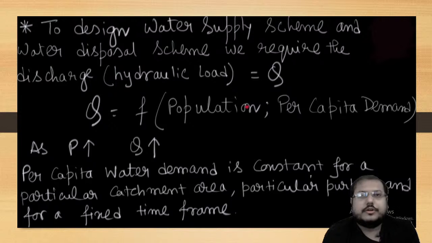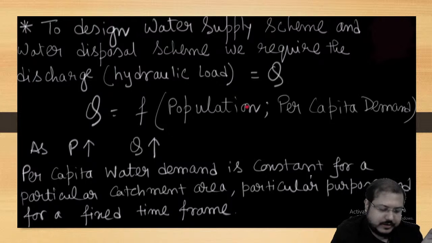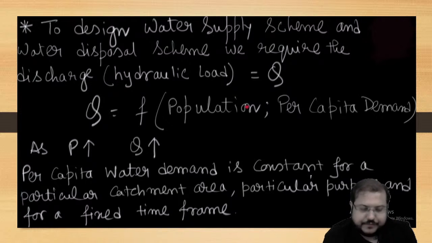So, to design the water supply scheme and water disposal scheme, we require the discharge or hydraulic load Q. Now this discharge or hydraulic load is actually a function of two parameters. One is population, another one is per capita demand.